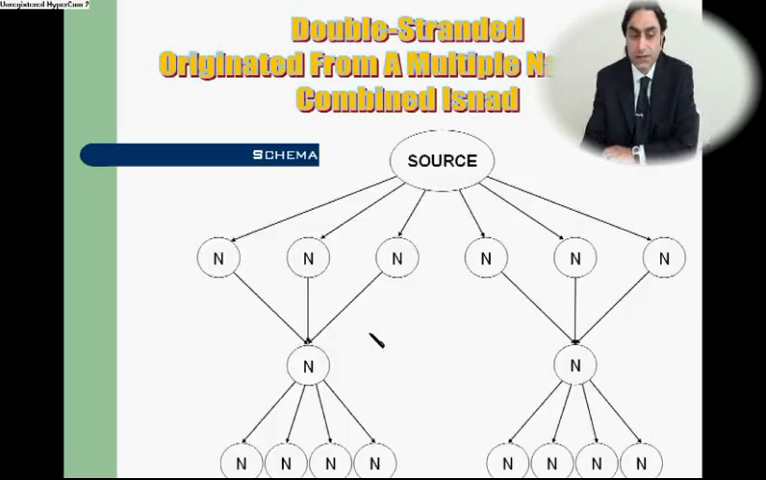Now, double-stranded originated from a multiple narration combined isnad. It originates from multiple narration, you can see, and then this chain of isnad is double-stranded. How can we understand that it is double-stranded?